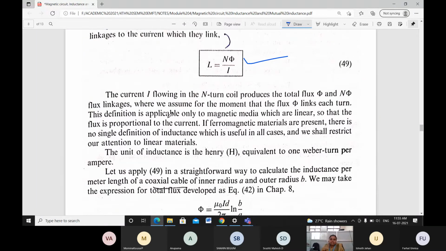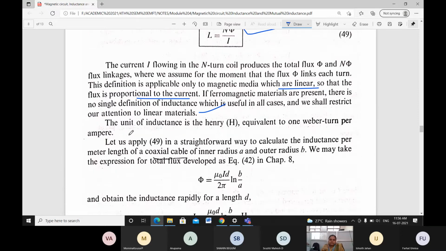This definition is applicable to magnetic media which are linear. If you are going for non-linear magnetic materials, it is not going to apply, so that the flux is proportional to the current. If ferromagnetic materials are present, there is no single definition. We can't use the definition we took previously. There is no single definition of inductance which is useful in all cases, so we restrict our attention to linear materials.